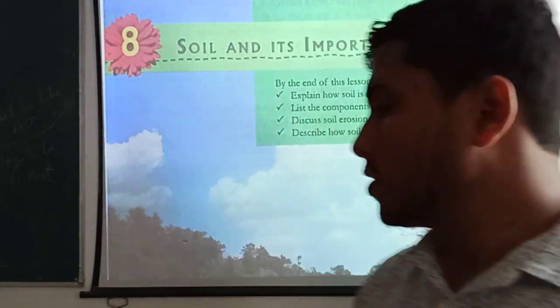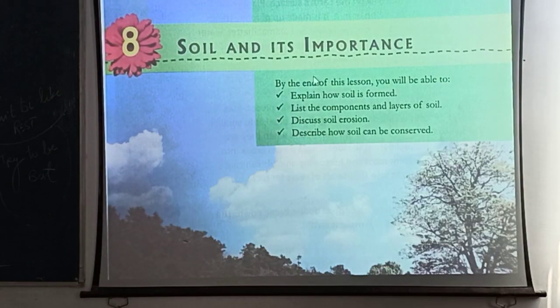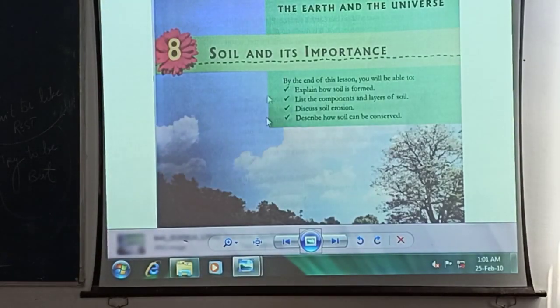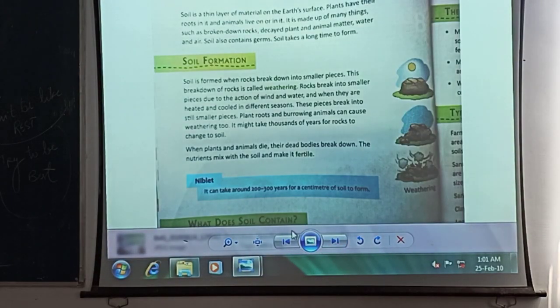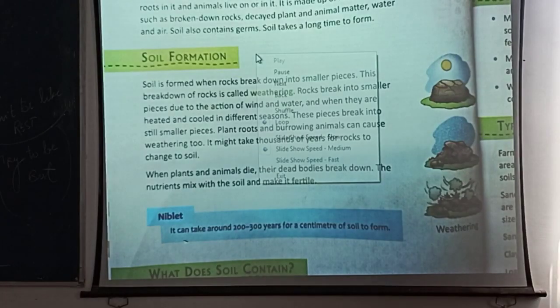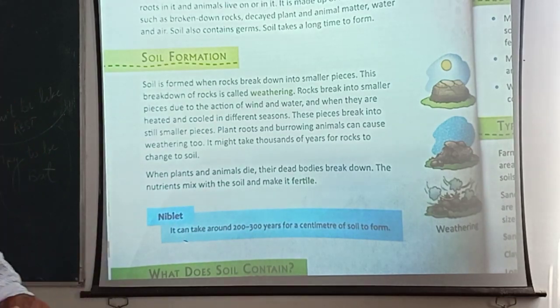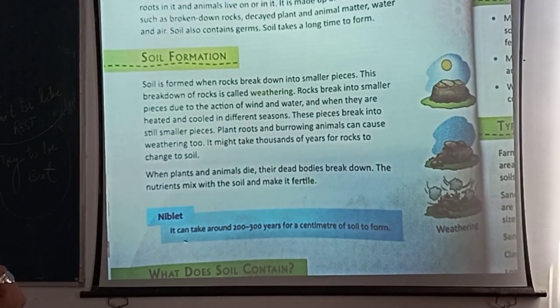This was the first page, and we have just seen what we are going to read in this lesson. After this, let's talk about soil in detail. Let's start reading what is given in our book. Soil is a thin layer of material on Earth's surface. As I have already told you, plants have their roots in it, and animals live on or in it. A lot of animals, like small insects and reptiles, live under it.